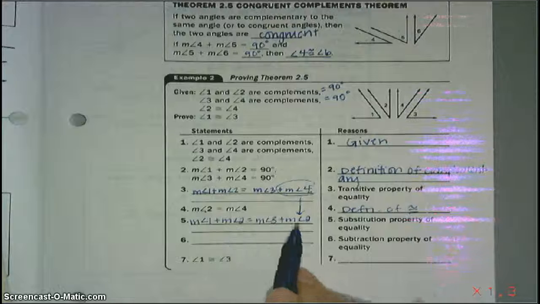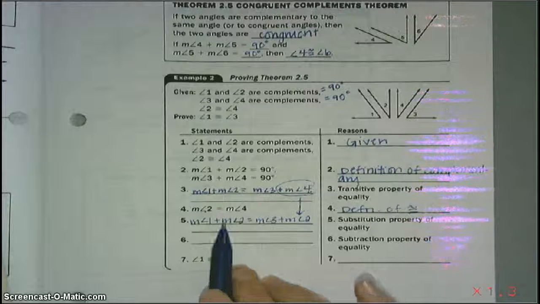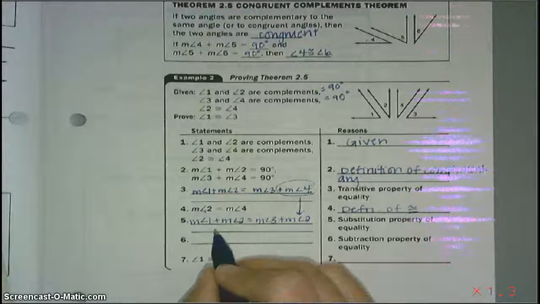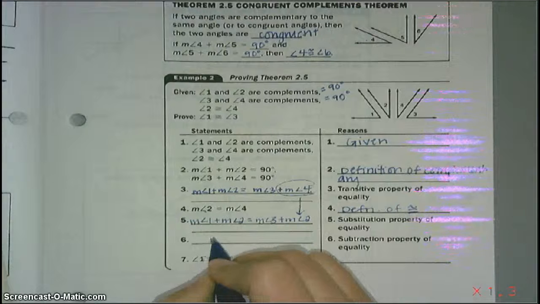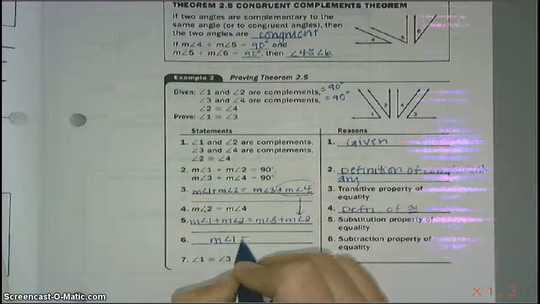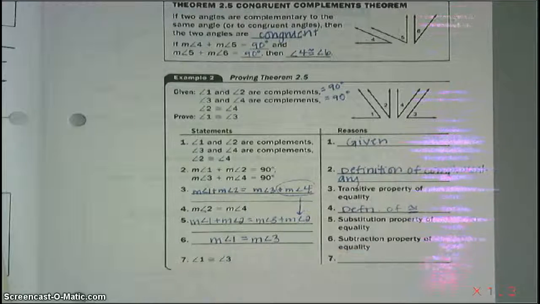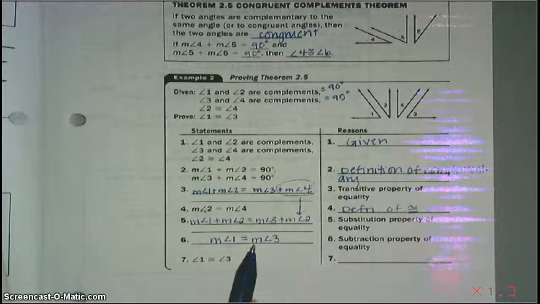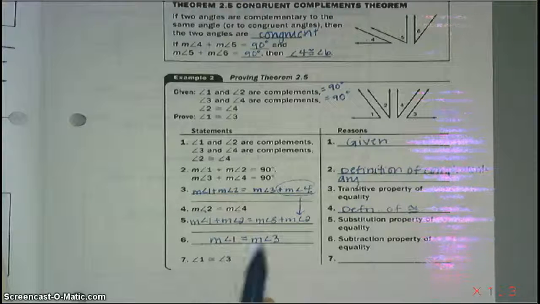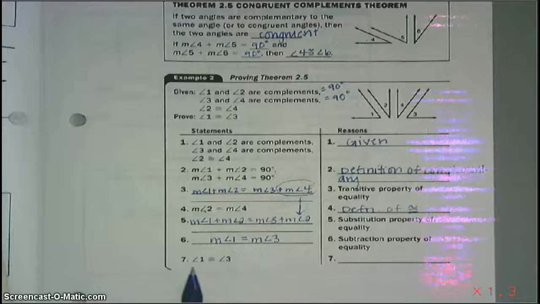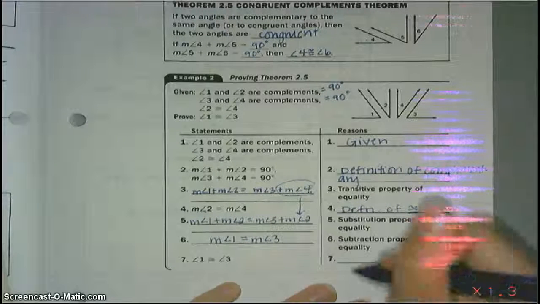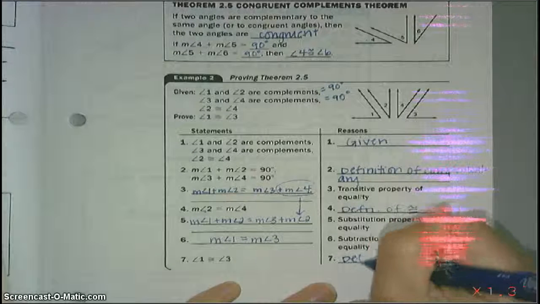Since angle 2 is on both sides, I'm going to go ahead and subtract it. If you want to show your work, you can do it on this line. I'm just going to hop to the fact that the measure of angle 1 is equal to the measure of angle 3 because you subtracted angle 2 from both sides. After that, it hops from the measure of angle 1 equaling the measure of angle 3 to the congruency statement. And this is, you guessed it, definition of congruence.